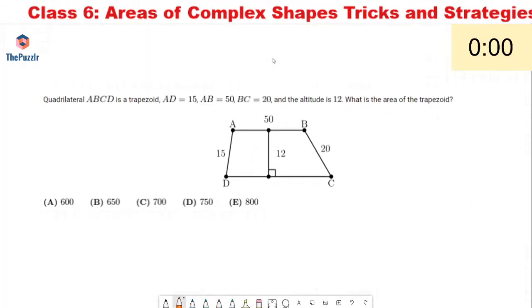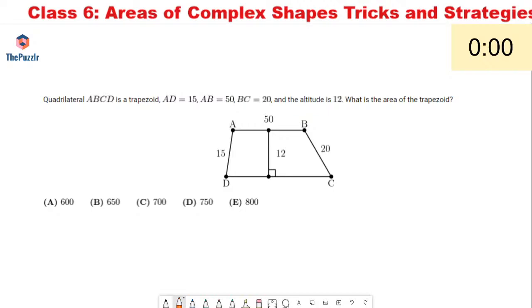Trapezoids. So quad ABCD is a trapezoid. AD equals 15, AB equals 50, BC equals 20, and the altitude is 12. So basically, we just need the length of the two bases to find the area in this case, but we don't have the second base, so that might be a problem. What is the area of the trapezoid?